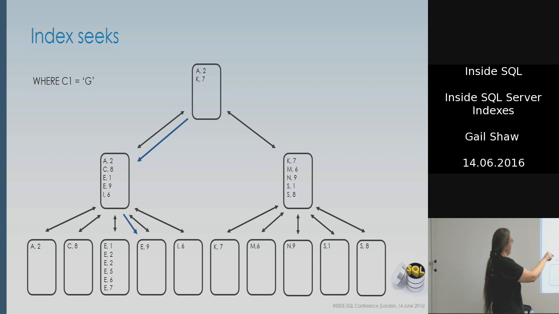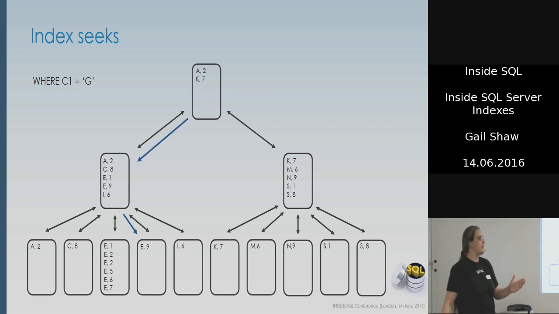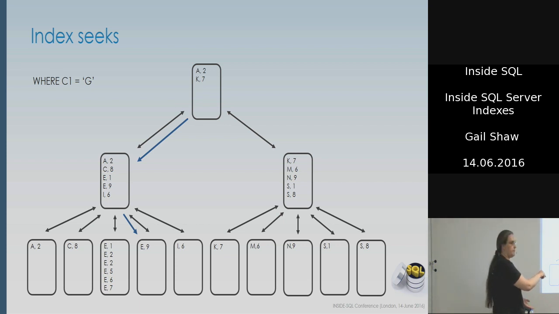G is greater than A, G is less than K, therefore this way. Greater than A, greater than C, greater than E, less than I, so it must be this page. Somewhere on this page, and we will read down this page until we run out of G's. As soon as we go from G to something that is not G, we're done, because this is logically ordered. And we are going to navigate these pages, if we need to, by their next page pointers. An index is always logically ordered by its keys.